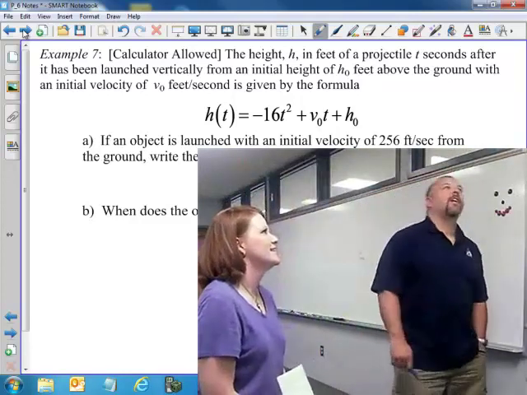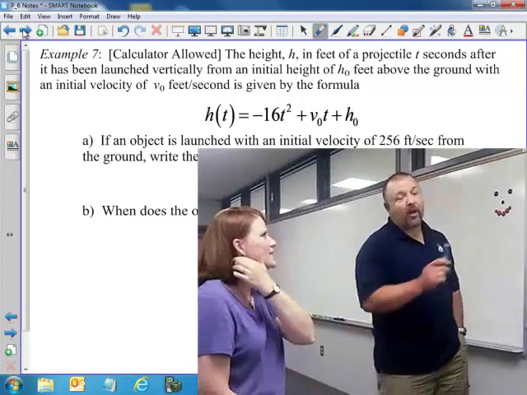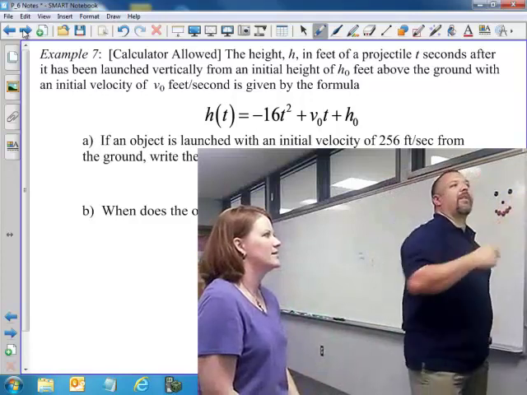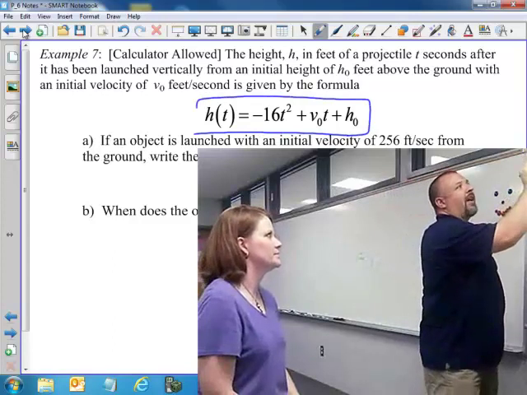The height h in feet of a projectile at t seconds after it has been launched vertically from an initial height of h naught feet above the ground, and so on. What do you need out of this? This thing right here is going to model something that you launch into the air.